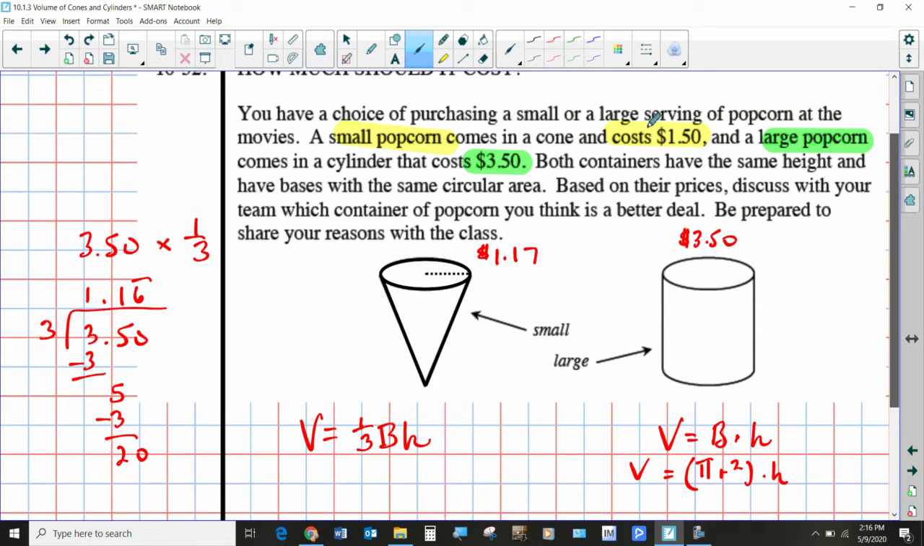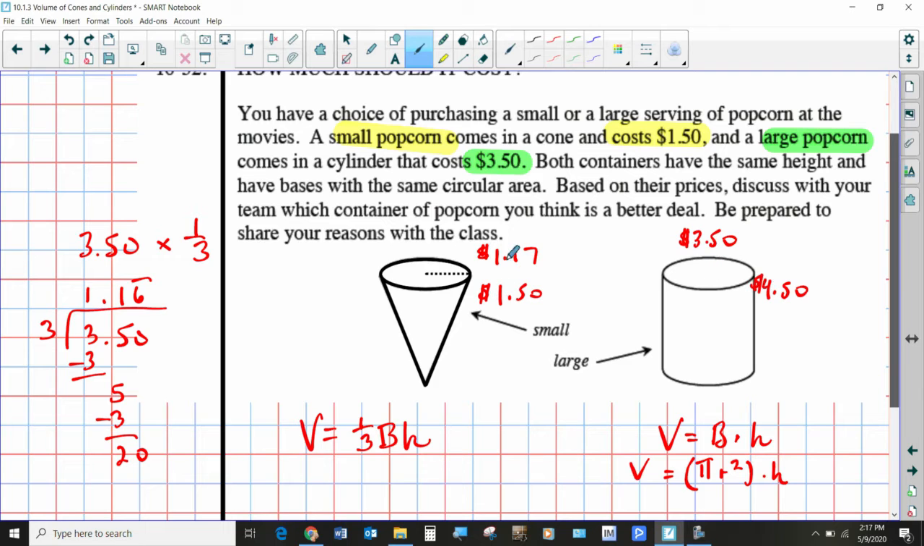If we stuck with the cost of the cone being $1.50, then this should be 3 times that, which should be $4.50. However, this is costing us $1.50, and this is costing us $3.50. So which one is the better deal? I would say, for sure, go with the cylinder. That's going to be the better deal.